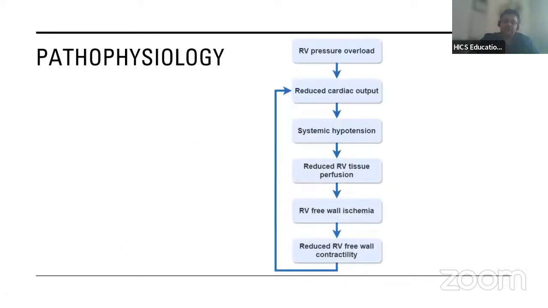So the pathophysiology of this problem is that when there is a pressure overload on the right ventricle, there is a reduced cardiac output, which results in systemic hypotension, which causes reduced RV tissue perfusion, causing an RV free wall ischemia, which decreases the free wall contractility, which further reduces the cardiac output. And this is a self-perpetuating vicious circle. So we need to be very careful about pressure overload causing reduced cardiac output, and we need to intervene at the beginning of this algorithm if we want to avoid initiating or triggering this vicious cycle.